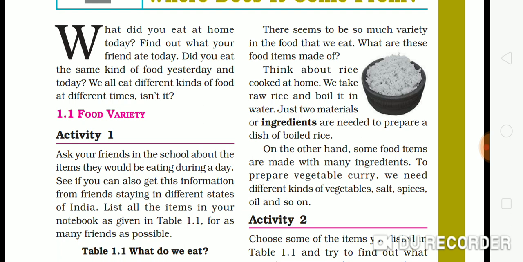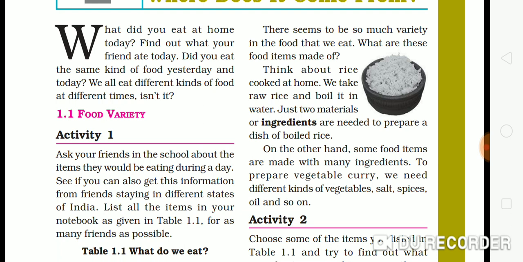These ingredients come from different types of plants and animals. Yes, so the source of ingredients will be either plants or animals. Now, the meals you eat in a day are mixtures of food. You know this? The meals you eat in a day are mixtures of food.